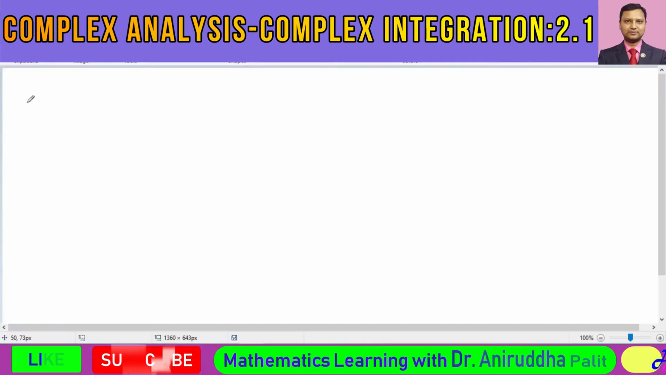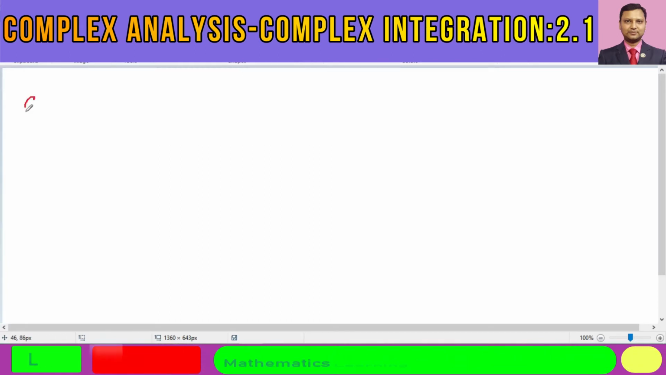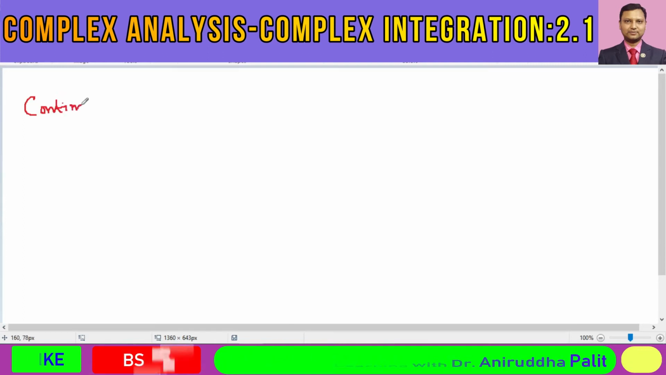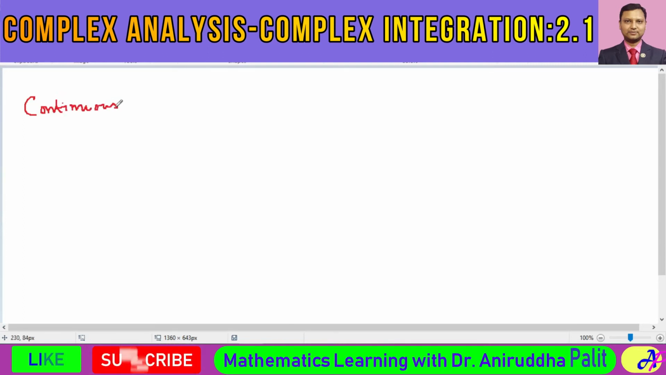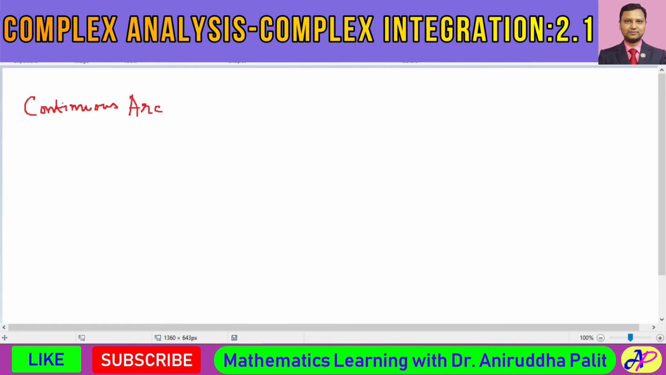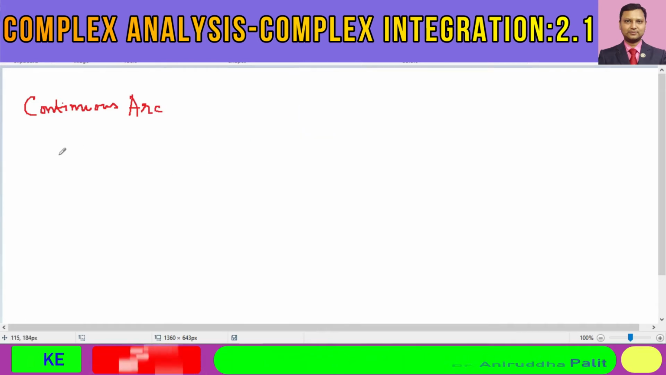That is the definition of continuous arc. Continuous arc. What is this continuous arc?